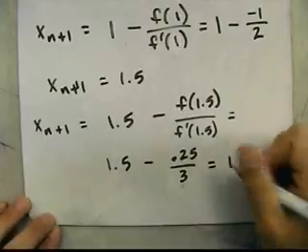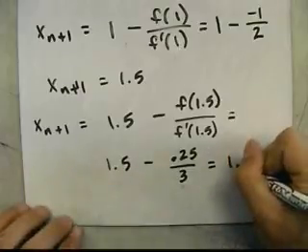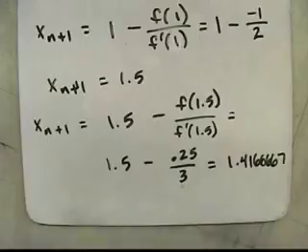What did you guys get? Nothing yet? Okay, I got it. 1.5 minus 0.25 divided by 3. 17... Oh, you guys have got it. Let's do decimal. 1.4166667. Say again? 17 twelfths? Okay, sure, 17 twelfths is fine. You can leave it as a fraction.